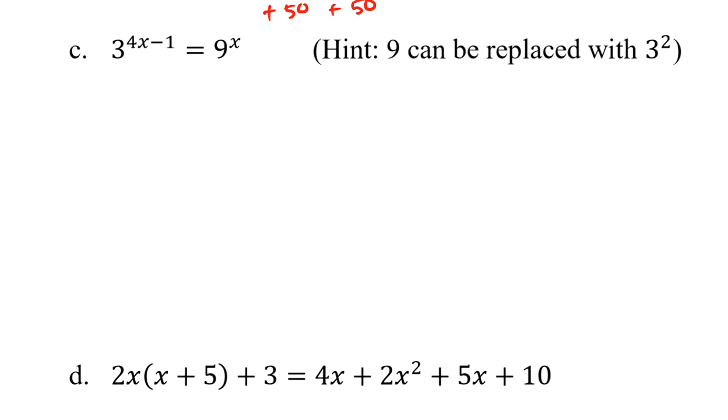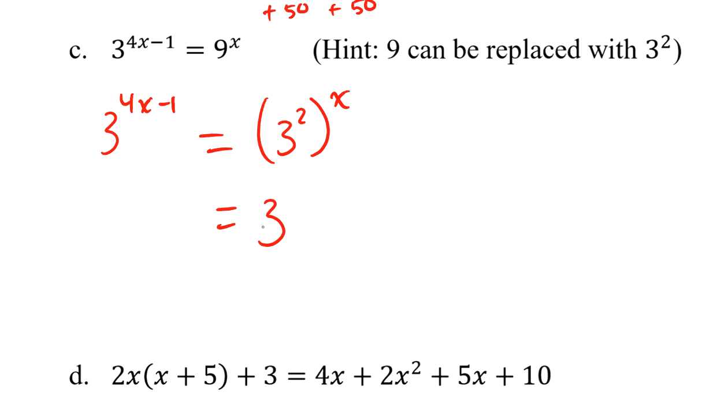Question C has a hint. You can replace 9 with 3 to the second power. So if I'm looking at this, on the one hand, I have 3 raised to the 4x minus 1 power. On the other side, I'm going to replace this 9 with 3 squared to the x power. When we have a power raised to a power, this right-hand side can be simplified further as 3 to the 2x. And over here I've got 3 to the 4x minus 1.